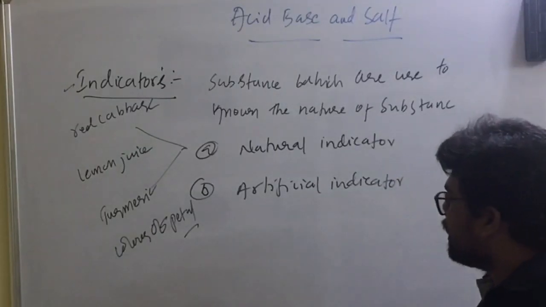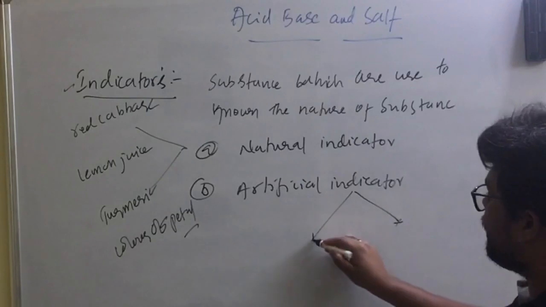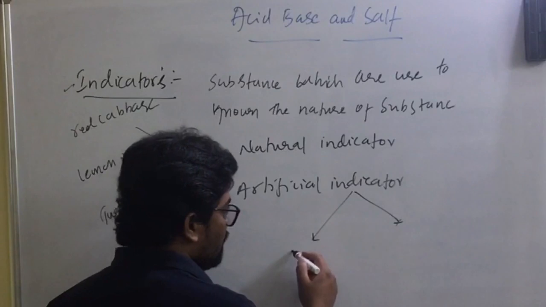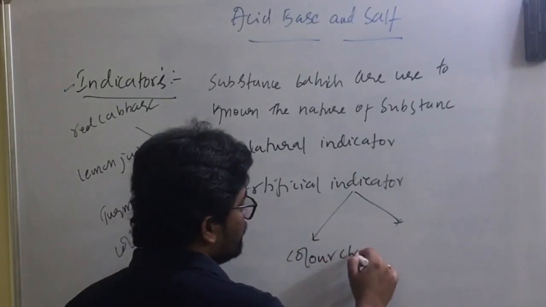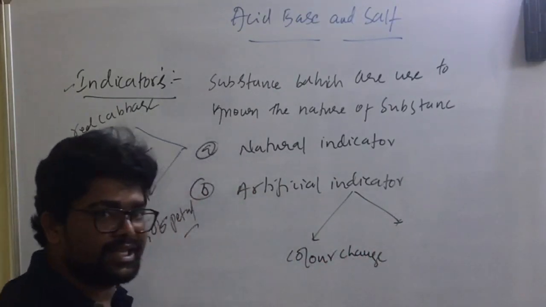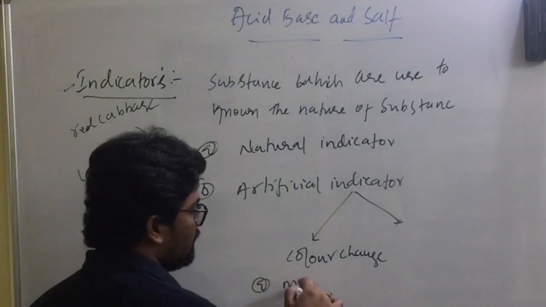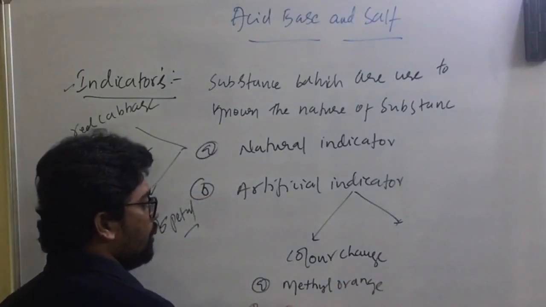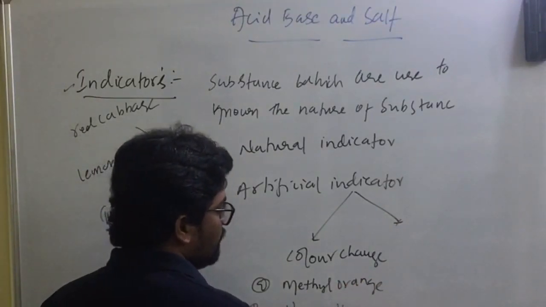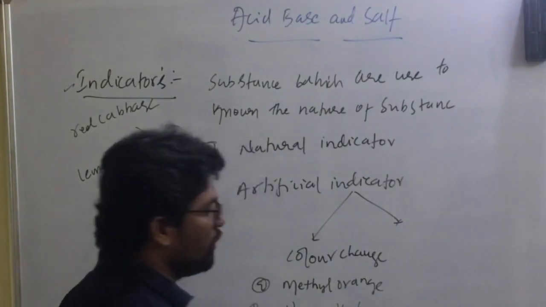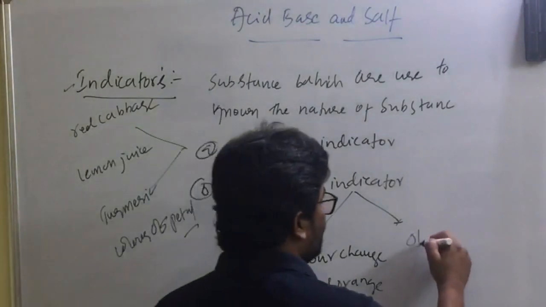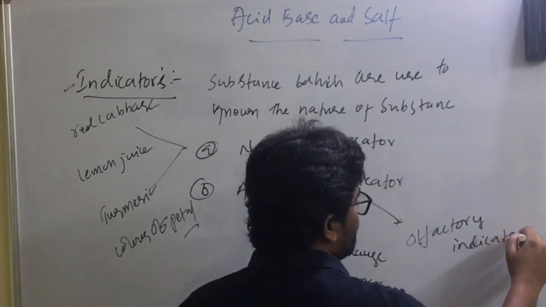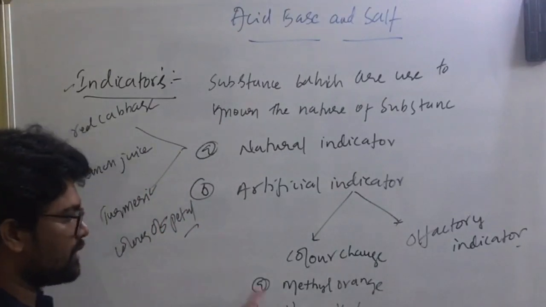In the same way, artificial indicators are the man-made ones. We have two types of artificial indicators. One we call color change indicators. They change their color, like methyl orange and phenolphthalein indicator. And one more we have is olfactory indicators. So what are olfactory indicators? We will discuss after this.